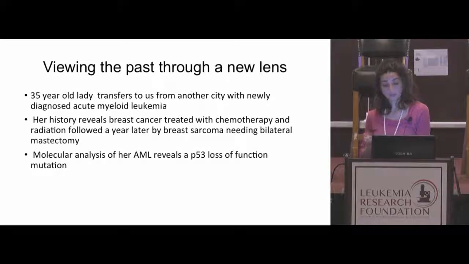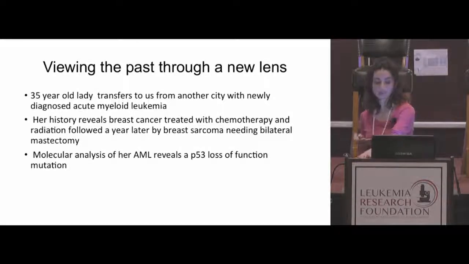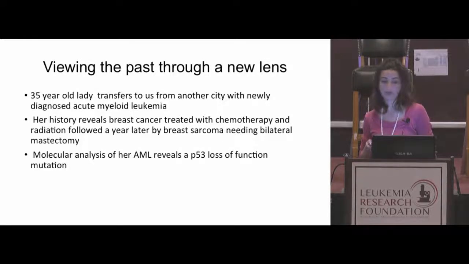So now my third case has a couple of points tied into it. This is the case of a 35-year-old lady who was transferred to us with a newly diagnosed acute myeloid leukemia. Interestingly, her history revealed prior breast cancer that was treated with chemotherapy and radiation, and then a breast sarcoma that developed after that, for which she needed to have a mastectomy. So when the sequencing of her AML was done, it showed a loss of function mutation in P53.